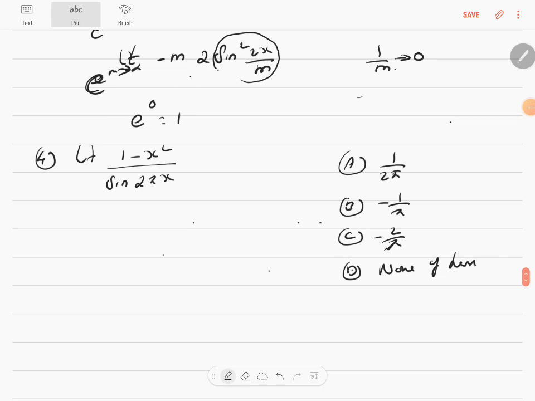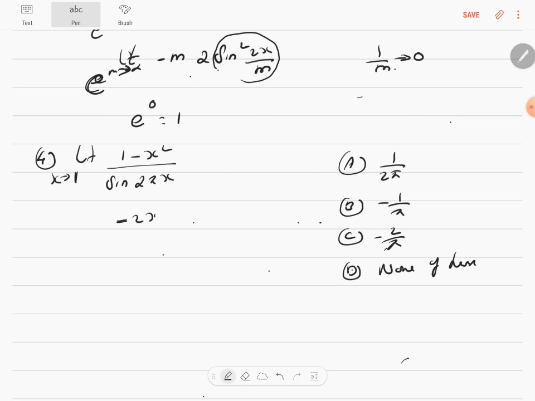So the next question is this. It's quite a simple question. And as you can see, limit x is tending to 1, the denominator is becoming 0 and the numerator is also 0. It's 0 by 0 format. So whenever you have 0 by 0 format, you can directly do L'Hopital rule.